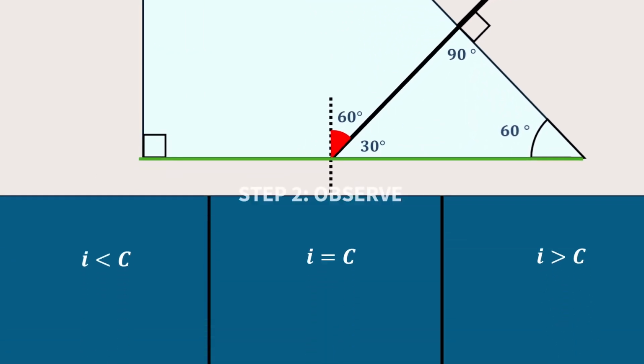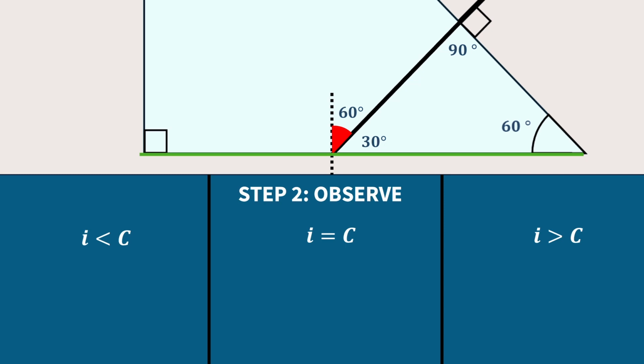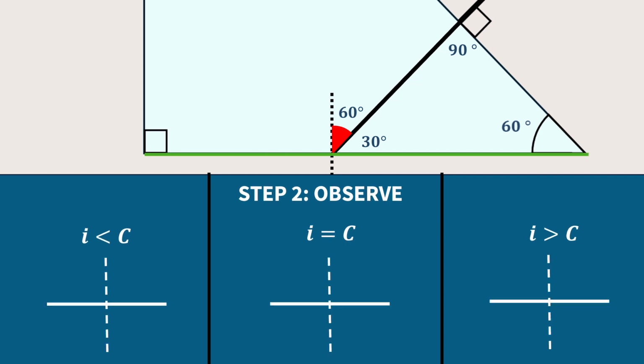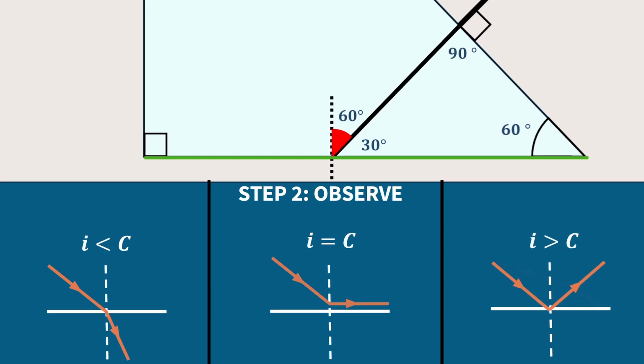So the second step is to observe what is the relationship between the angle of incidence and critical angle. Just to revise the concept, if the angle of incidence is less than the critical angle, then it will undergo refraction. If it is equal to critical angle, then the angle of refraction will be 90 degree. And if the angle of incidence is more than the critical angle, then it will undergo total internal reflection. Also keep in mind the light should go from denser to rarer.